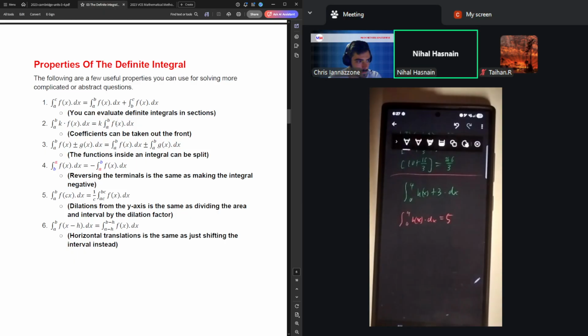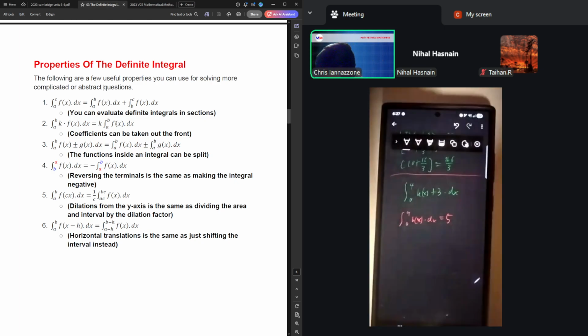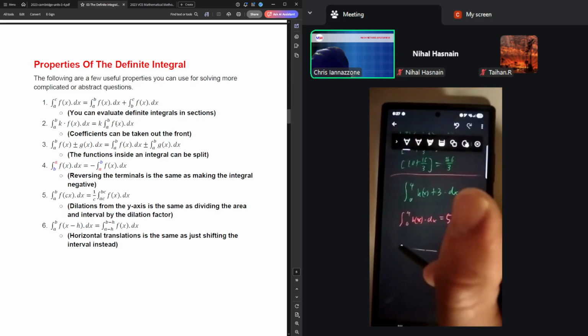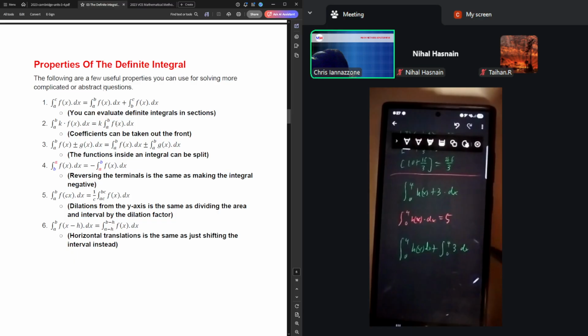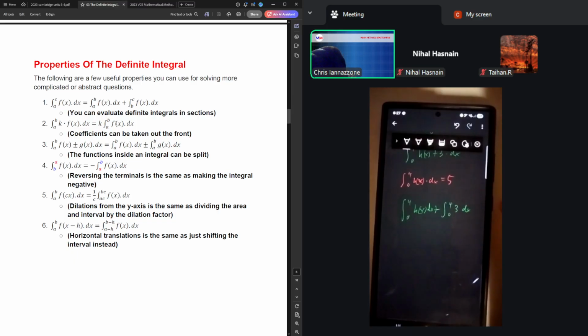Can you use the third one? The third one, absolutely. We've got a plus or a minus between two little bits inside of the function, inside of the integral, so we can split them up. Integral from 4 to 0 of h of x plus integral from 4 to 0 of 3. I'm being a little bit lazy with those dx's. Make sure you include those when you're doing your actual working out.